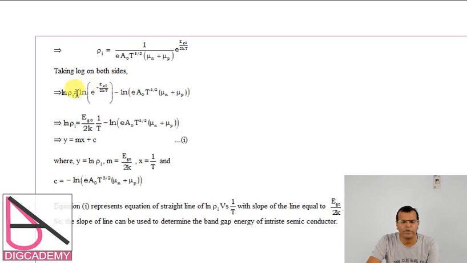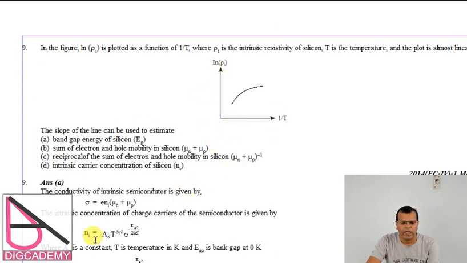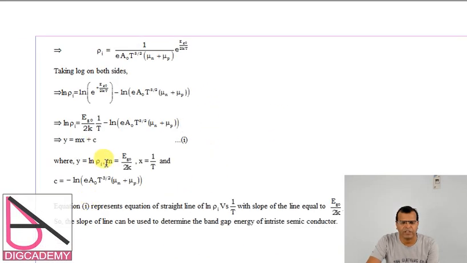Since you are taking the natural log, this comes in front of ln. ln e is of course 1, and this is the second part. So this is nothing but the equation of a straight line, y equals mx plus c. Y is the y-axis of the curve we talked about, and 1/T is the x-axis. So y is ln rho I, m is the slope, and x is 1/T. So if you draw the curve between ln rho I and 1/T, this represents the slope.